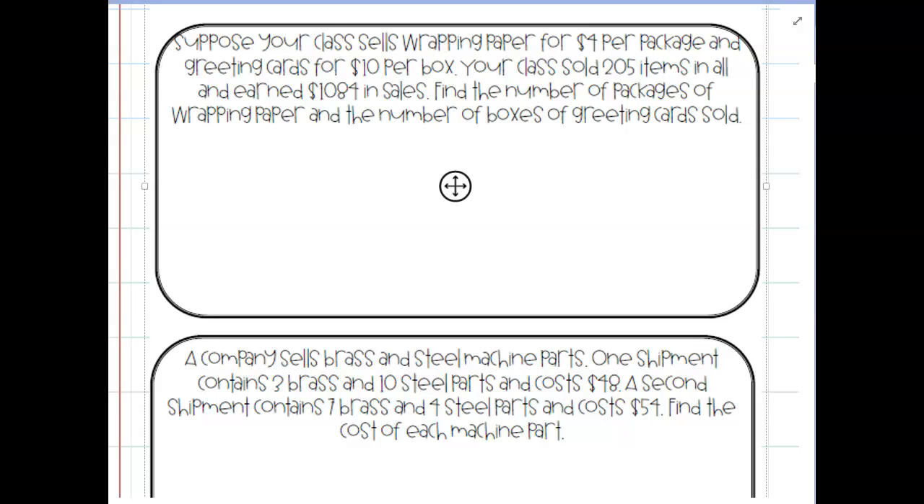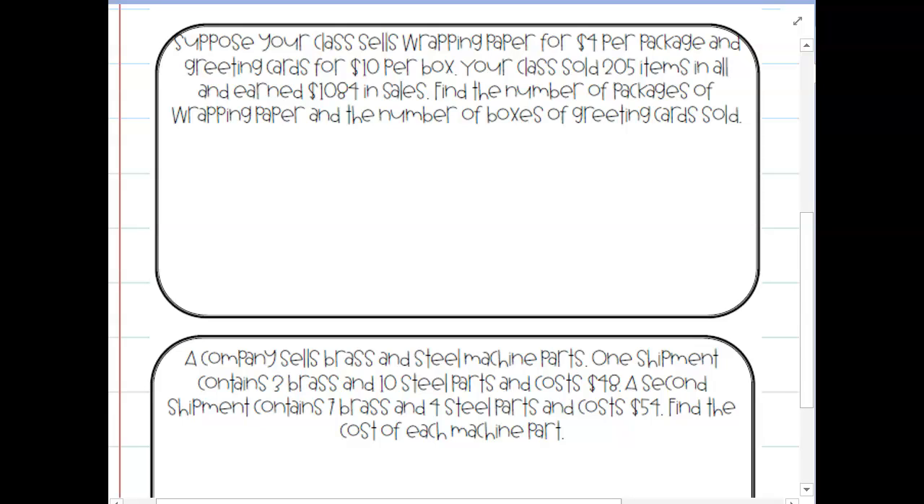Your class sold 205 items in all and earned $1,084 in sales. Find the numbers of packages of wrapping paper and the number of boxes of greeting cards sold. Okay, first thing, checked off. Done, read the whole problem.